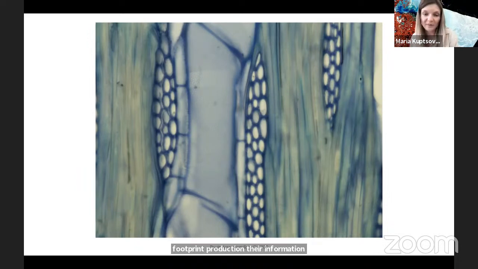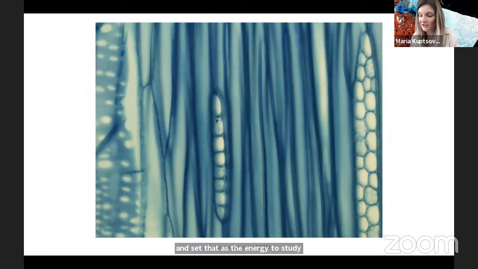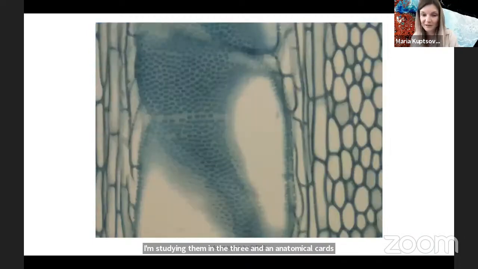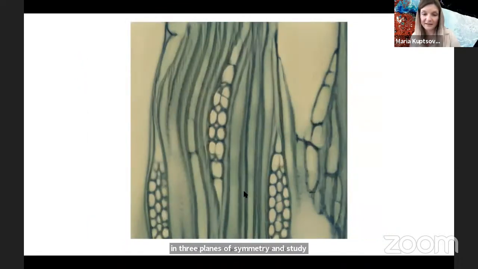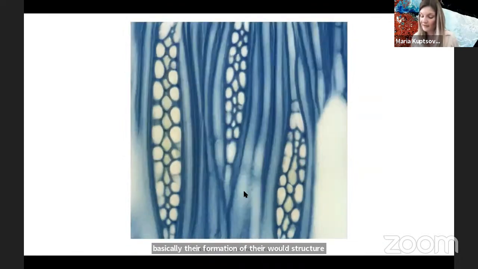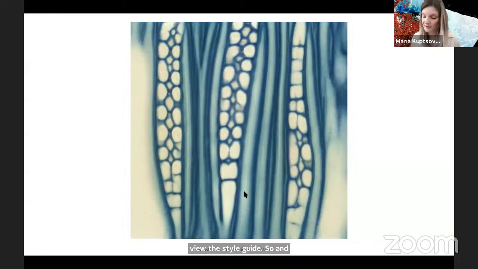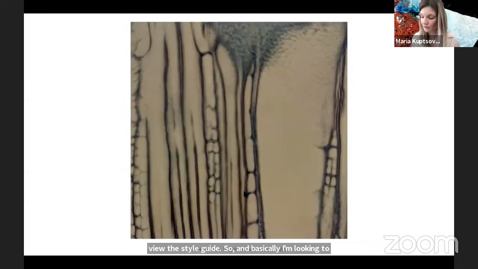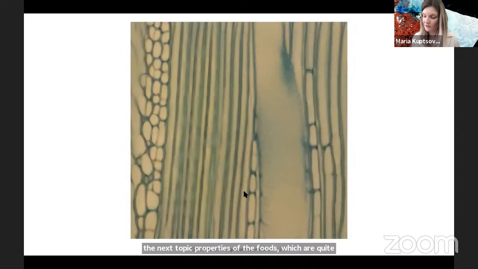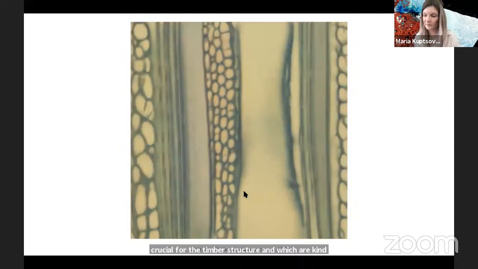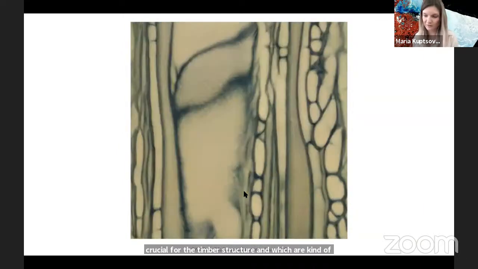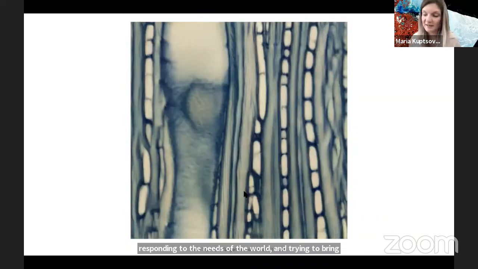So in order to study my research, I took a large database of timber structures, and I'm studying them in the 3 anatomical cuts, in 3 planes of symmetry, studying basically the formation of the wood structure with StyleGAN. Basically, I'm looking at the anisotropic properties of the wood, which are quite crucial for the timber structure, and responding to the needs of the wood and trying to bring it into my design system.